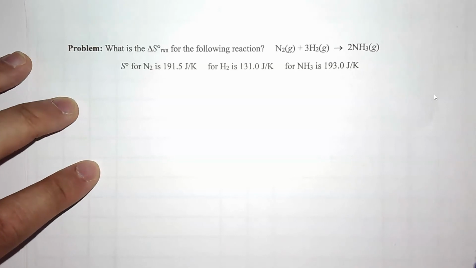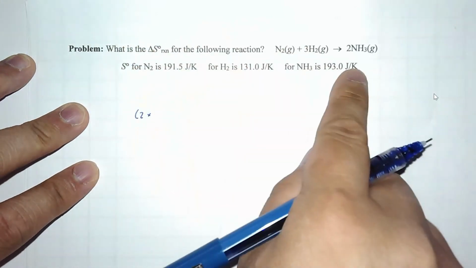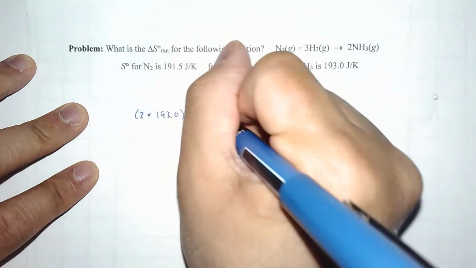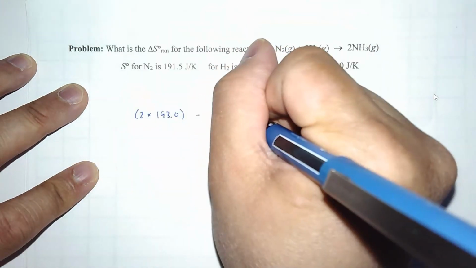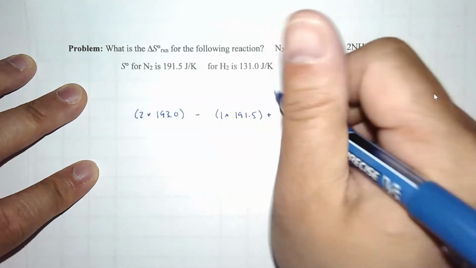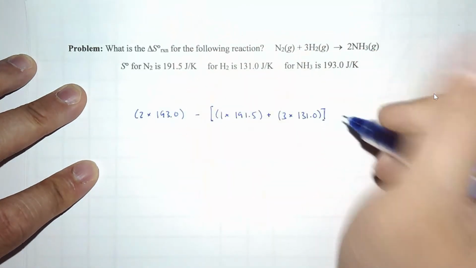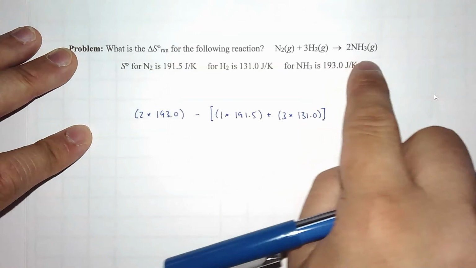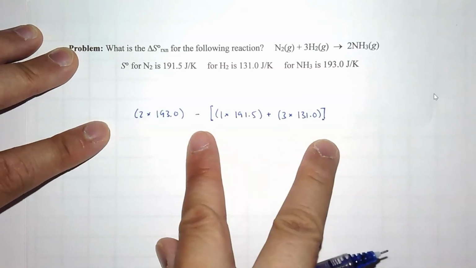Okay, real simple. You have the products. You have to multiply by the coefficient, 193.0. That's the only product, minus. Then we have N2, 1 times 191.5, summation of all the entropies for the reactants. We have 3 times 131.0, and let me put up square brackets. Make sure that we're minusing all of this. Some students like to have one column of just the products, one column just the reactants, and then you do the subtraction, which is not a bad idea. I just do this out of habit.